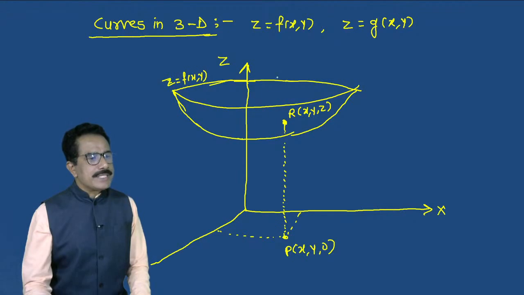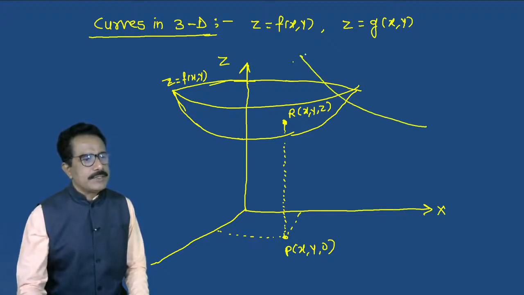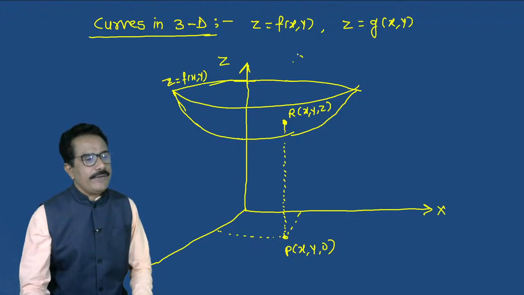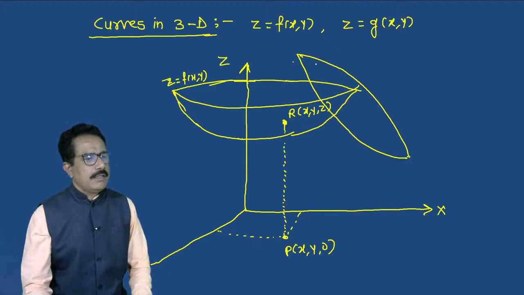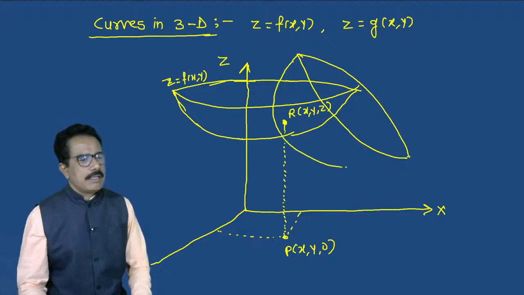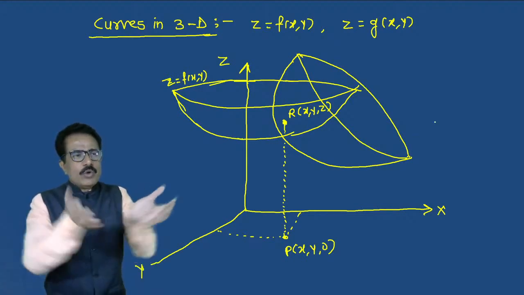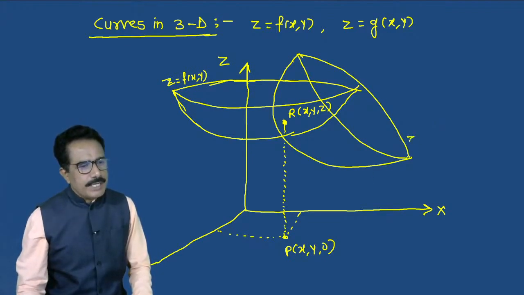Now we suppose that there exists another function g. One minute, I shall plot another surface for z. Suppose this is a surface, suppose there are two surfaces like this. So this is the surface z is equal to g of x comma y.